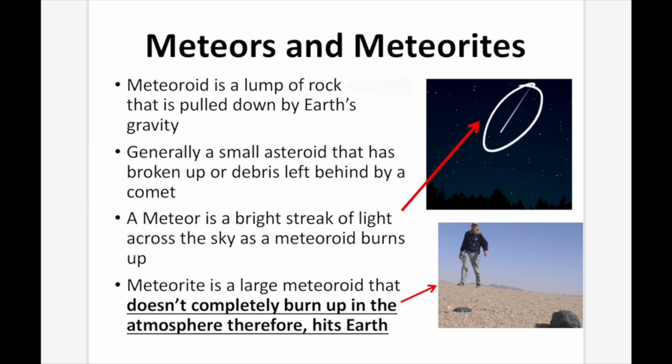You can see it right there. So this would also be your shooting stars. Now, a meteorite is a large meteoroid that doesn't completely burn up in the atmosphere. So a meteorite is what's left over after a meteor has started to burn up in the atmosphere. So we're going to have our meteoroid. It's going to become a meteor as it burns up in the atmosphere, and that's going to become a meteorite as it impacts the ground.